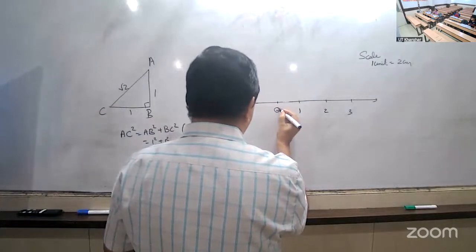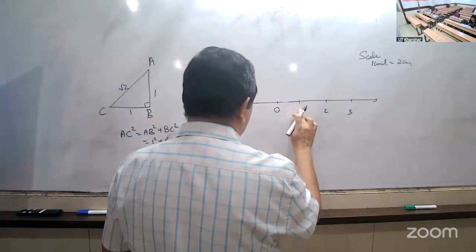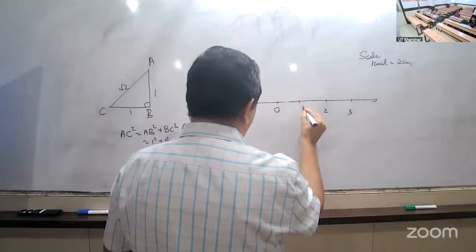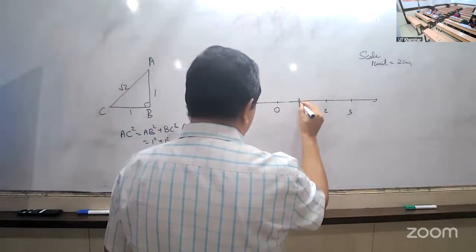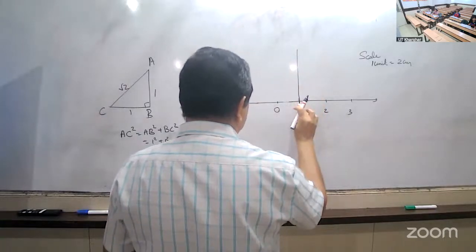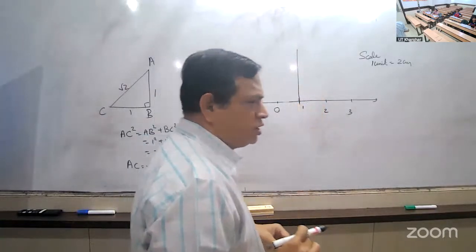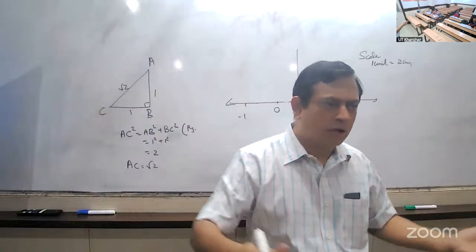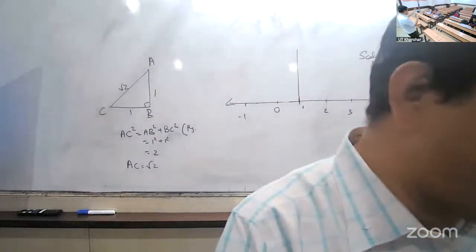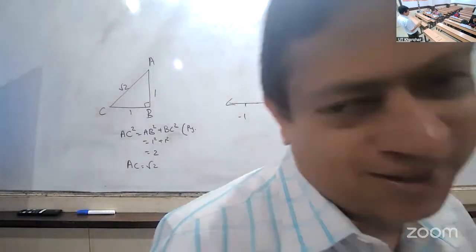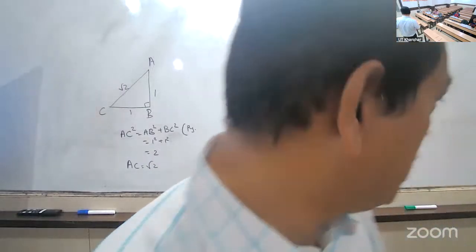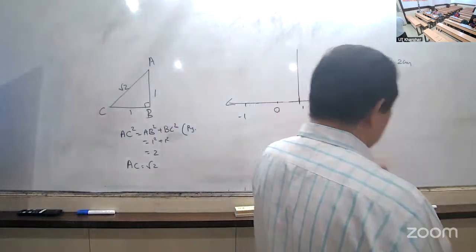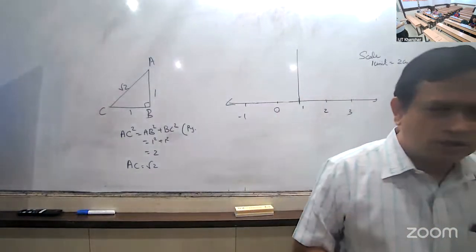I am going to make a perpendicular at 1. Do you know what is the meaning of perpendicular? 90 degree. How will you draw the 90 degree at 1? Simply keep a scale and draw perpendicular? Yes or no? Wrong. Simply I keep one scale and put 90 degree, how will you get 90? It may be 89 degree.